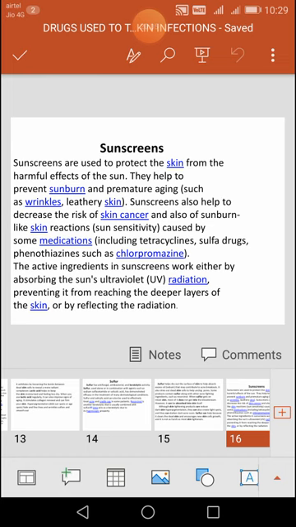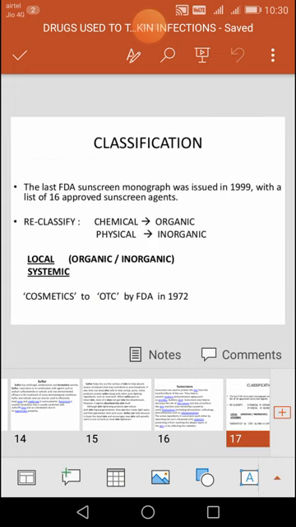The active ingredients in sunscreens work either by absorbing the sun's ultraviolet, that is UV radiation, preventing it from reaching the deeper layers of the skin, or by reflecting the radiation. Next comes classification of sunscreens.